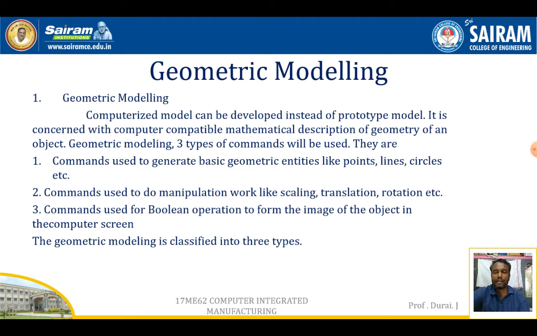Okay, so there are 3 types of commands used in geometric modeling. First, commands like lines, circles, etc. These are the basic geometric entities. Then comes the second type, modifying commands, like if you want to increase or reduce the length of a line, move the line from one place to another, or rotate the line. Those things are done with the second type of commands, like scaling, translation, rotation, etc.